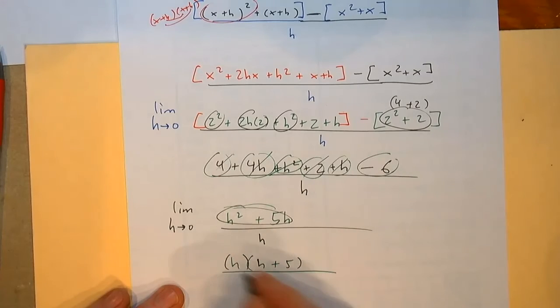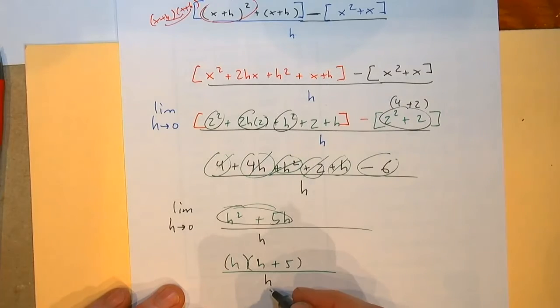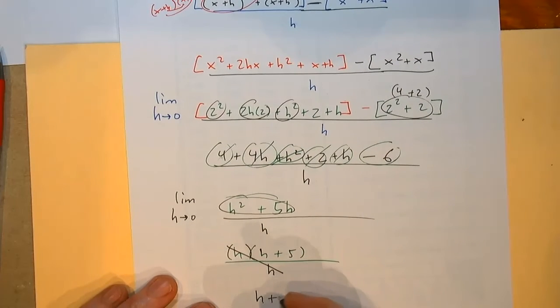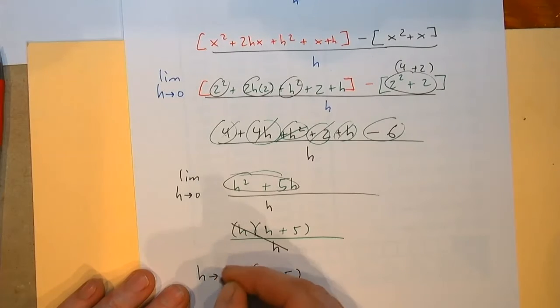Since this is multiply, you can cancel. You can't just cancel this h with a random h up here. But once it's times, you can cancel. Now, all you've got is h plus 5. And remember this out here?